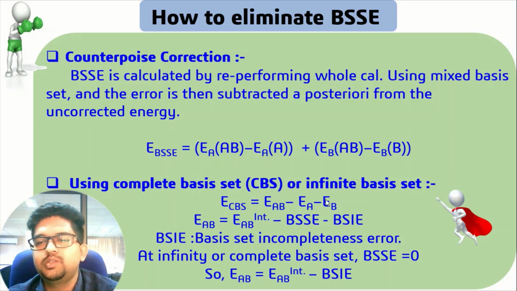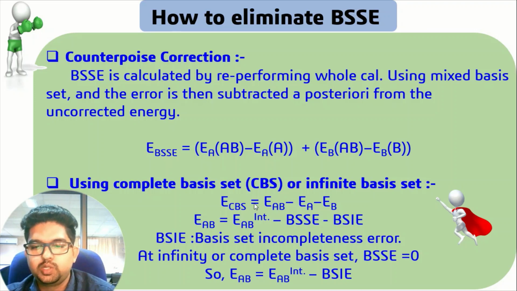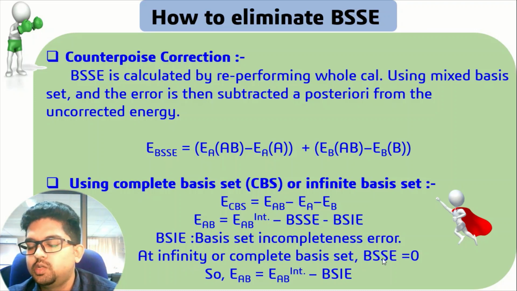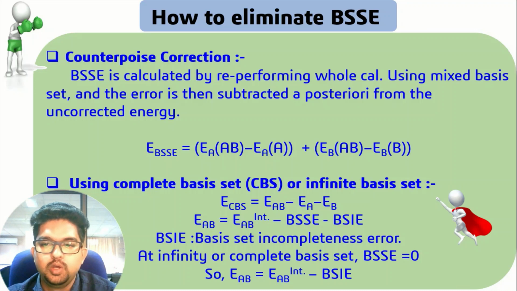Another way is to use an infinite basis set. When you use a complete basis set, you get energy related to the complete basis set. That is the interaction energy, the overestimation of the energy or the exothermic energy of the molecule. Now, the total energy of the AB molecule, using this basis set, will give the incompleteness error, and at the infinite basis set, the basis set superposition error will be 0. So in this equation the BSSE will be 0.